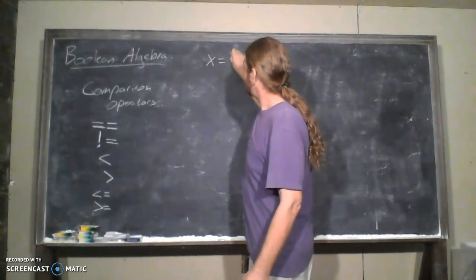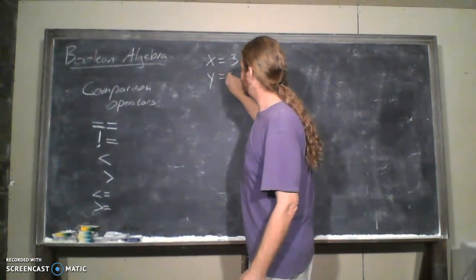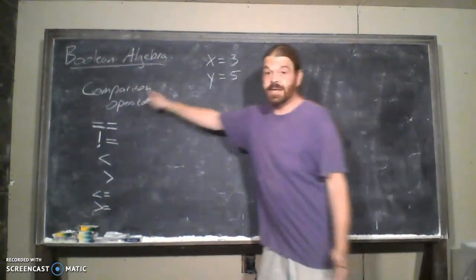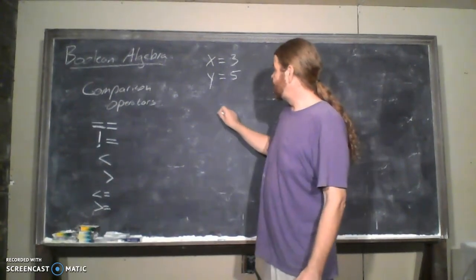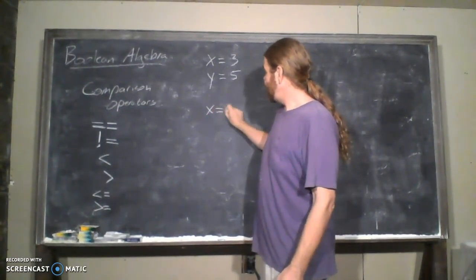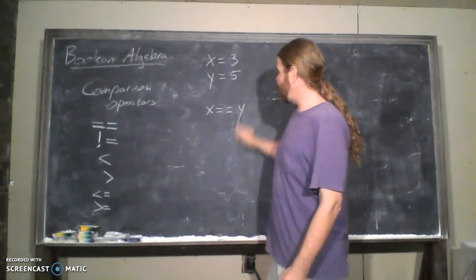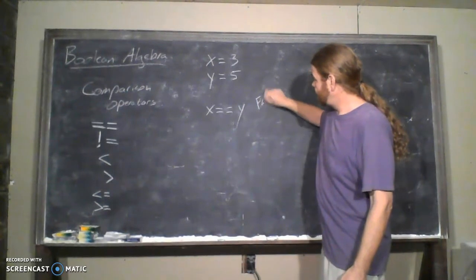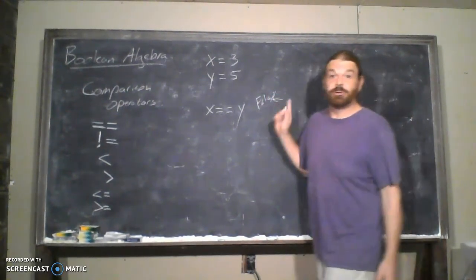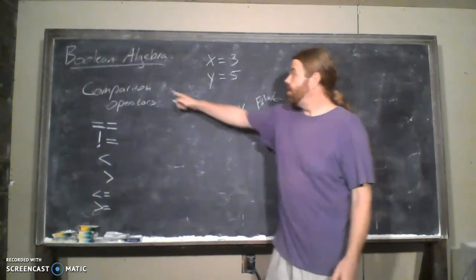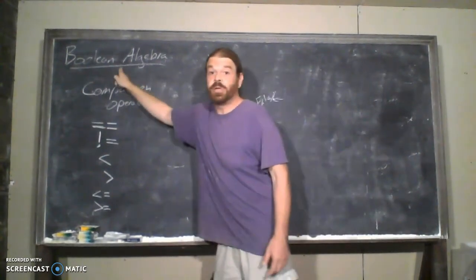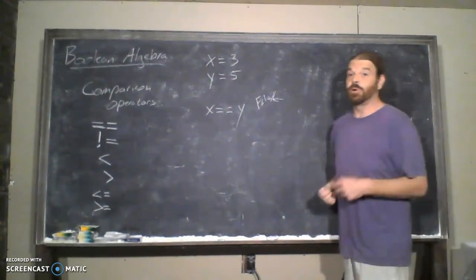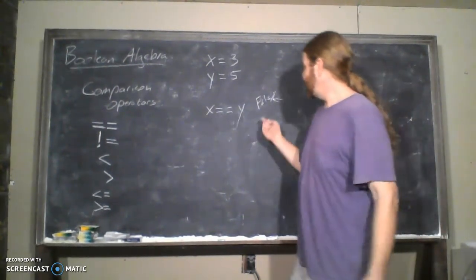So x equals 3, y equals 5. And we can do these comparisons. So x equal to y would be false, right? And these are our true false. We make the comparisons to get our true false in boolean algebra, and then we use the logical operators to combine those true false to build up more intricate things.